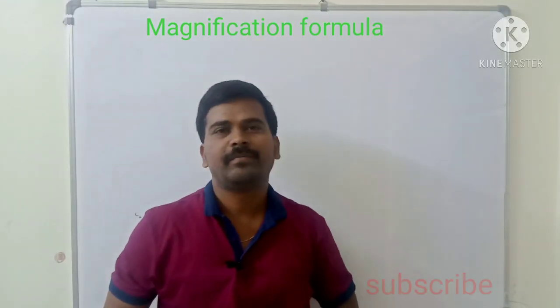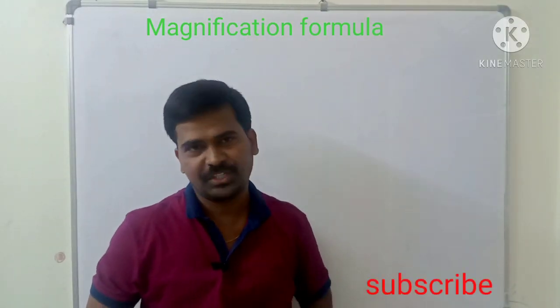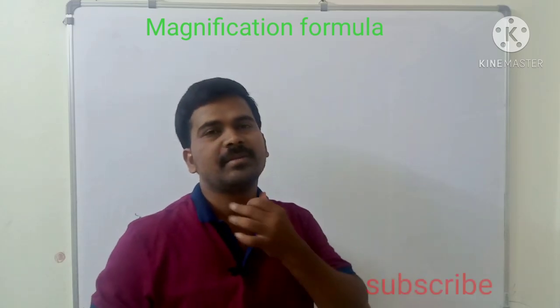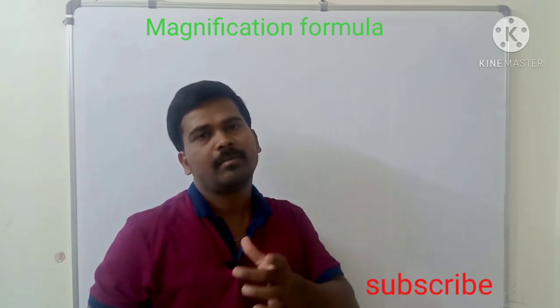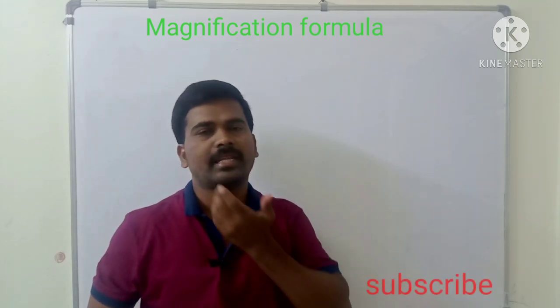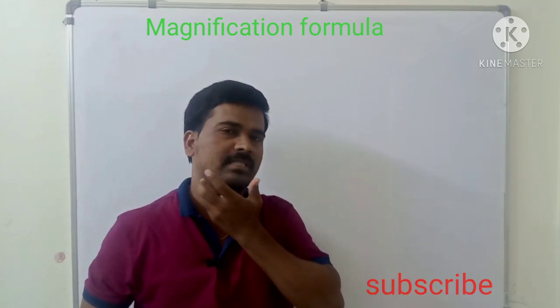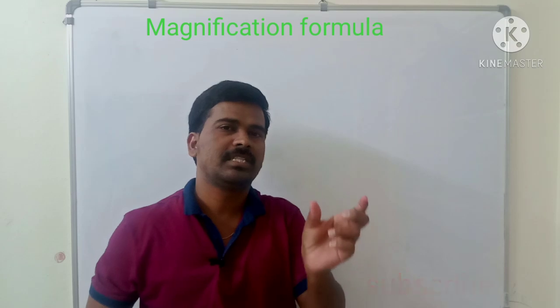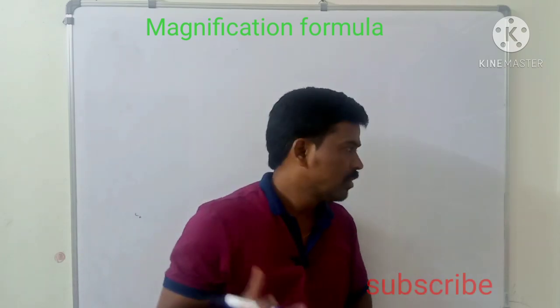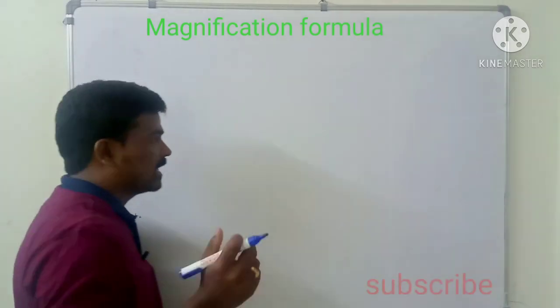Hi guys, today we learn about magnification. What is magnification? That is the relation between the image height and object height. We can say it like that, and also otherwise, the ratio between the image distance and the object distance. So we derive the formula of magnification today.